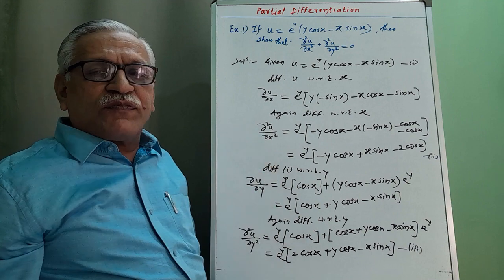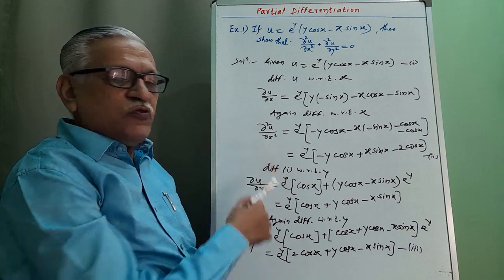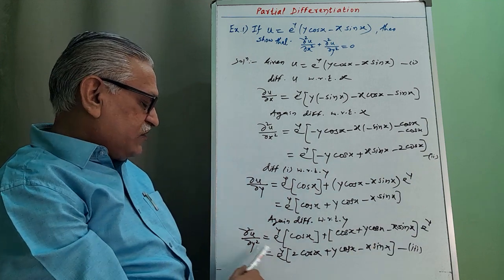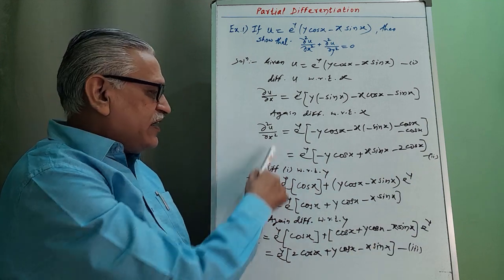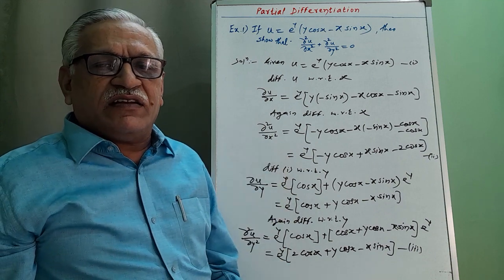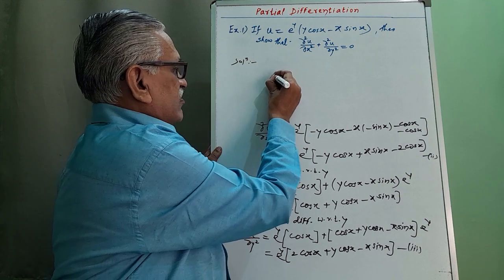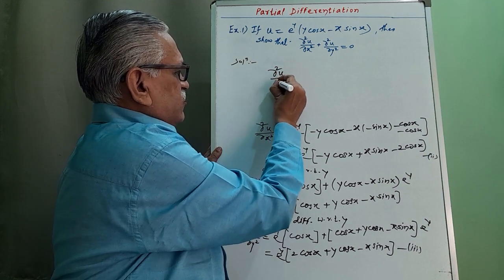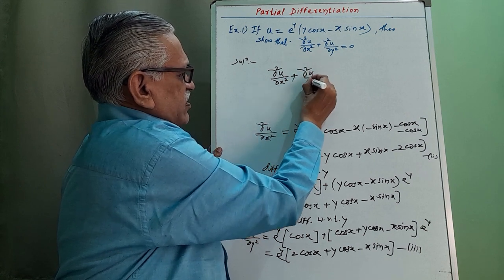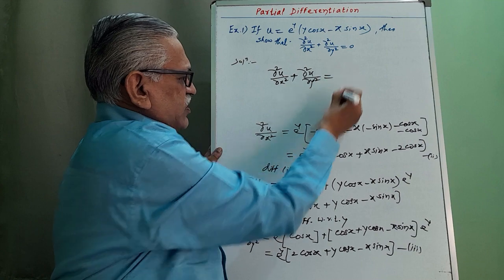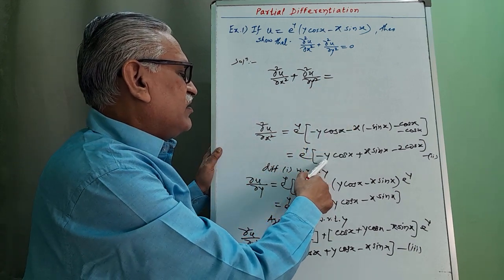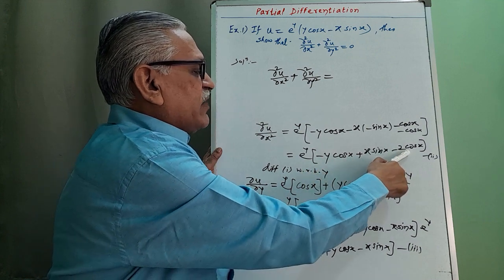Therefore, I have obtained two results. One is for dou u by dou x square, we are calling it the second equation, and the third equation for dou u by dou y square. Then adding these 2 and 3, addition of left hand side and right hand side terms, we get dou u by dou x square plus dou u by dou y square is equal to e raised to y into minus y cos x plus x sin x minus 2 cos x.